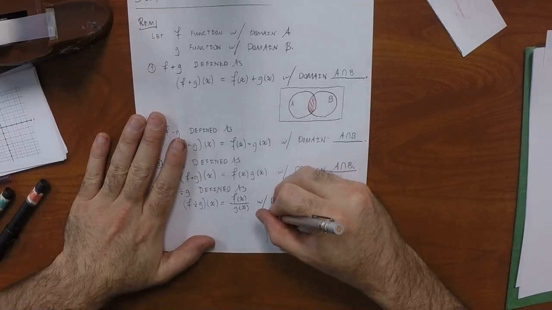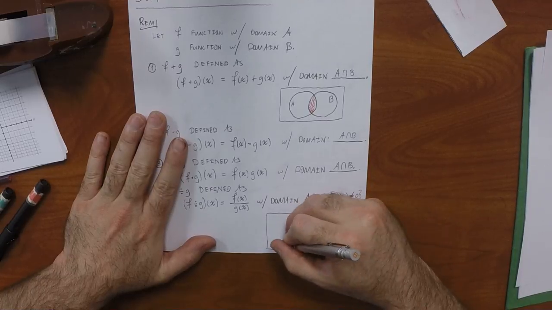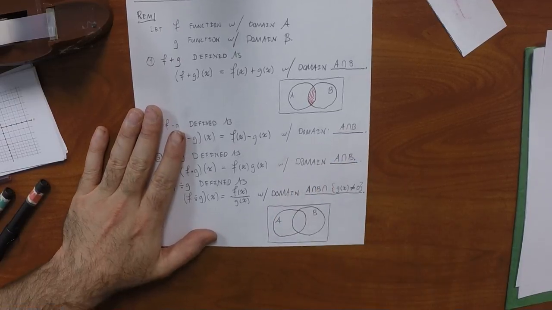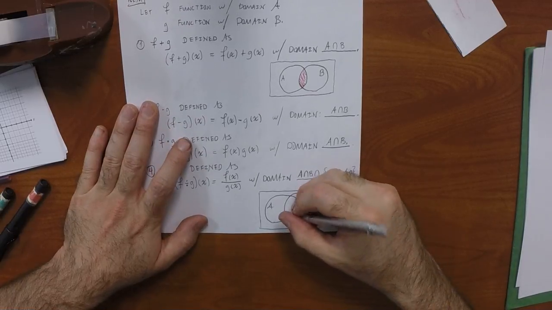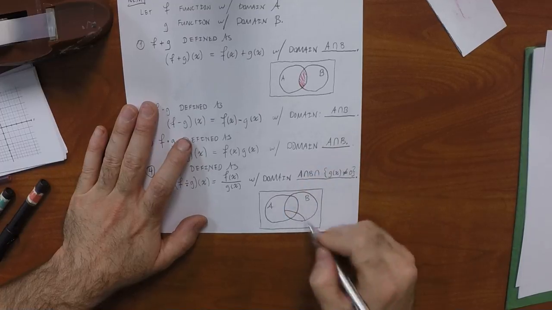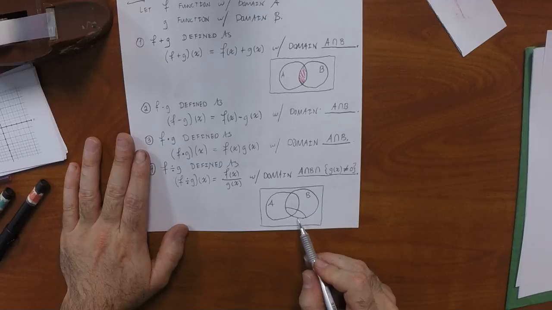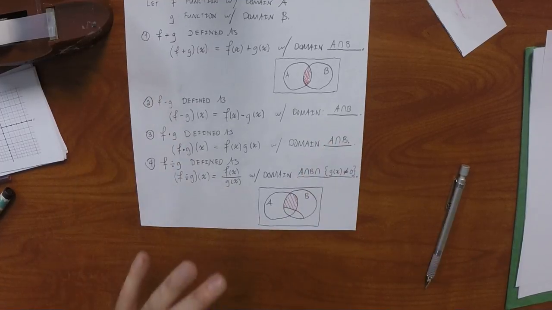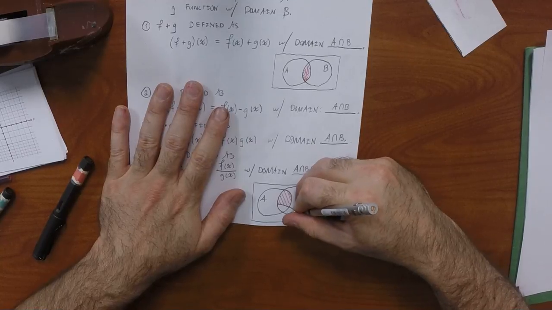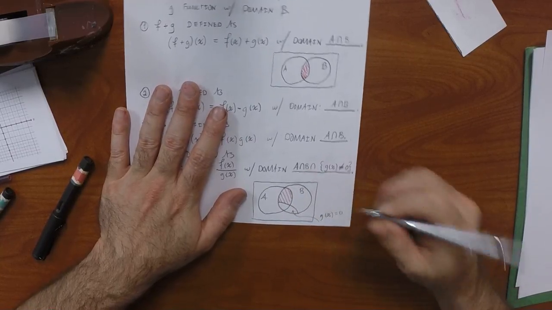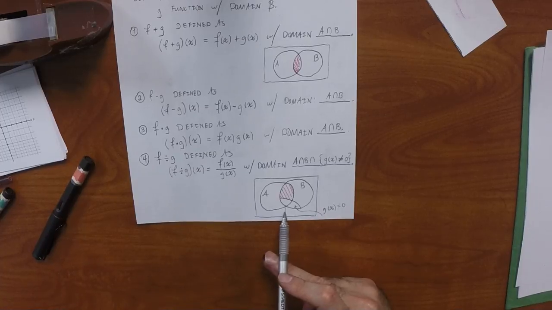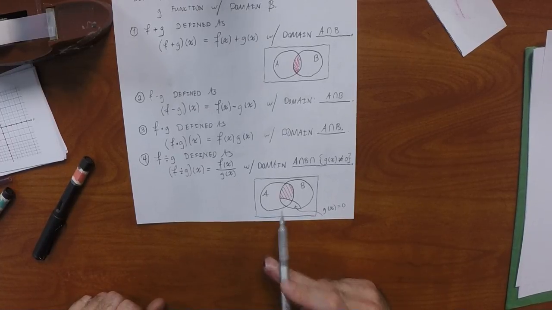So now the picture, if you like pictures, would be something like this. Here's the B set, but down here there's this little football-shaped region where G is 0. So everywhere in here, G is 0. So the place that we're allowed to evaluate is now up here, because this set is where G of X is 0. This little bit that I didn't shade in, that's where F is defined and G is defined, but G is 0 right there, so that's out. Okay.